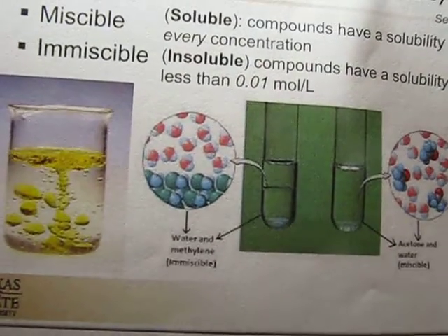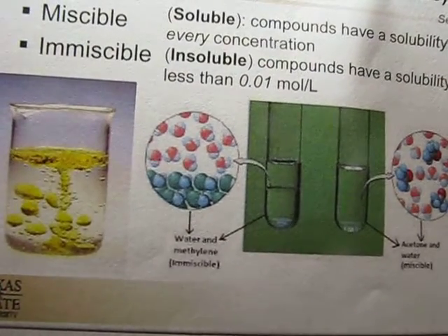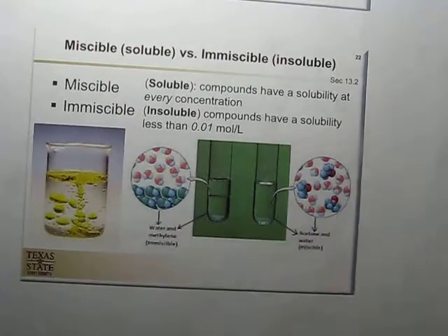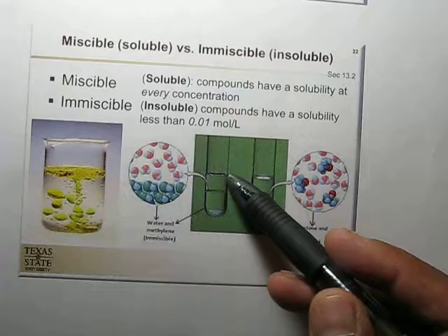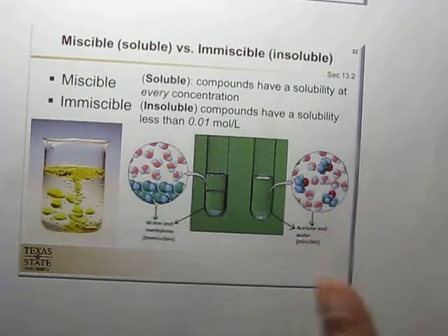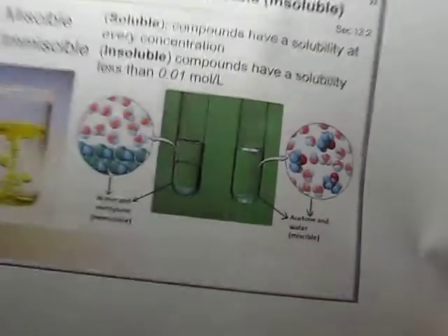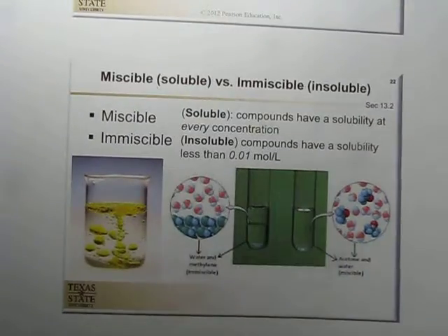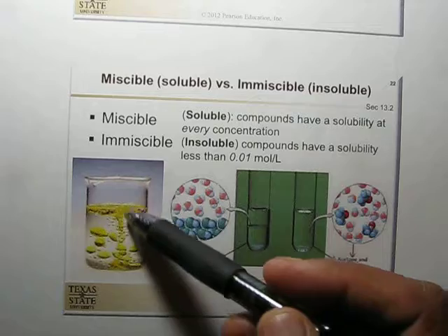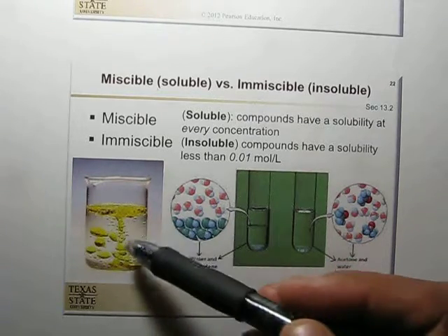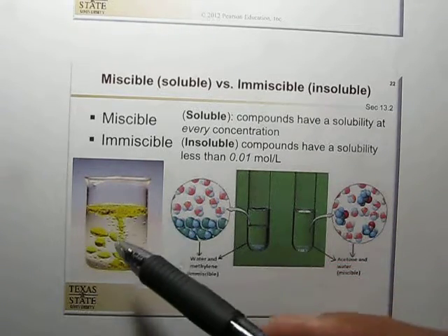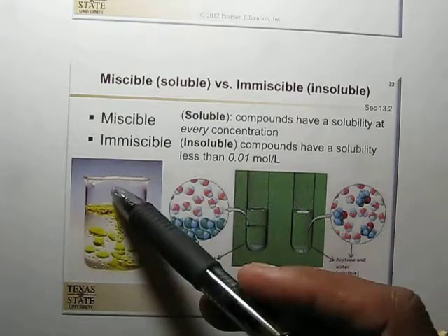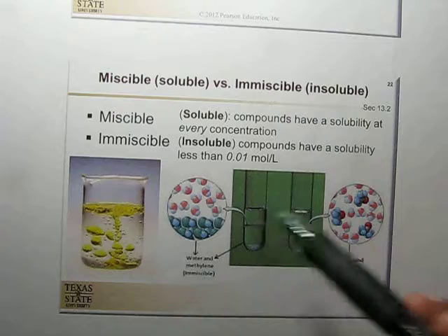Water and methylene chloride: you can see these two layers are separated from each other, they are immiscible. But when you add water and acetone, they are mixed together. If you add oil or some other immiscible liquid into water, they do not mix together. So this shows the immiscible part. This is immiscible, this is miscible.